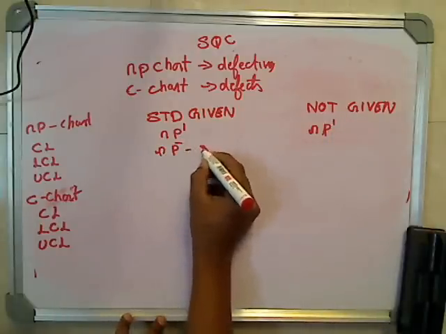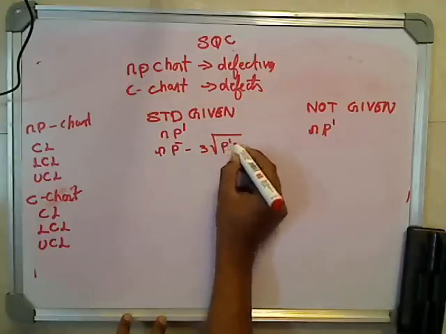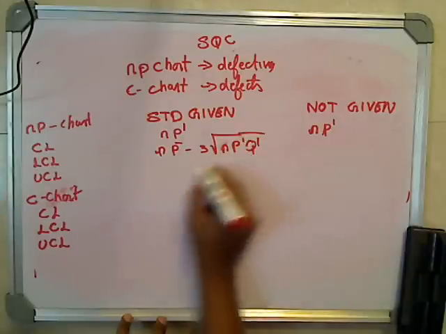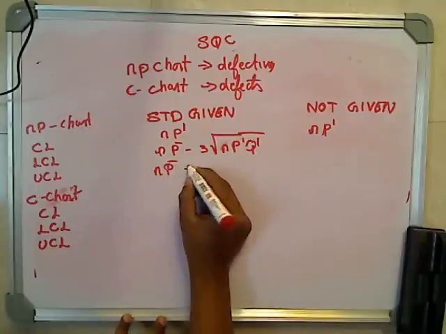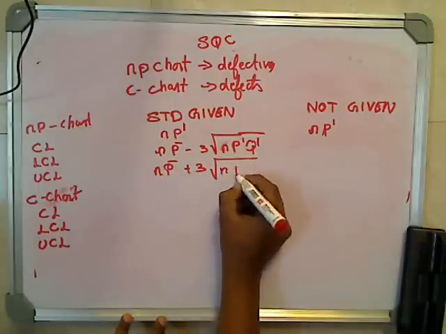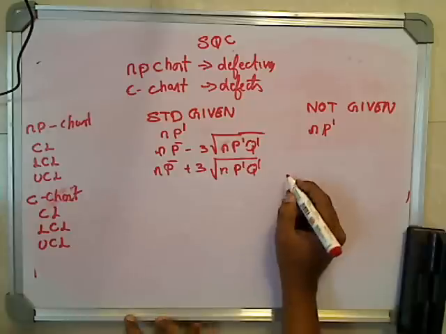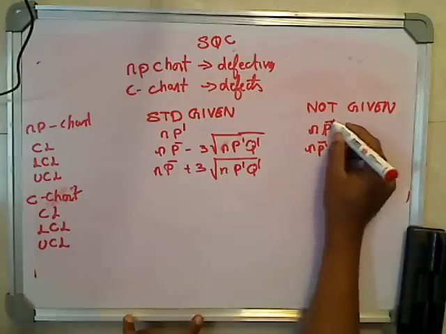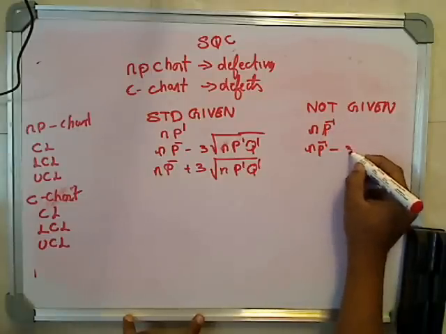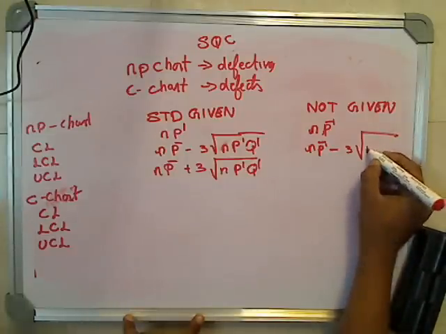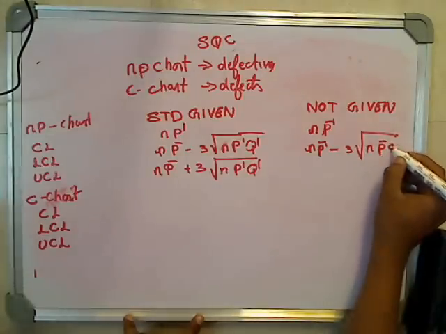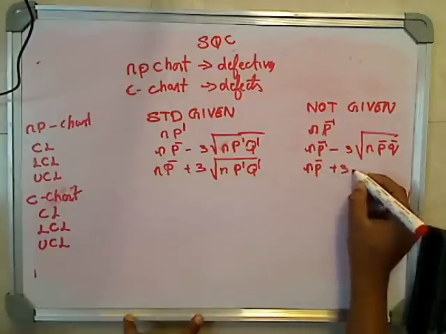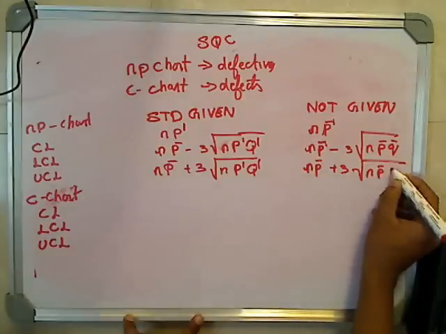NP minus 3 square root of NP and Q, and NP plus 3 square root of NP and Q. Okay, the similar thing you need to do here. P minus 3 square root of NPQ, and P plus 3 square root of NPQ.